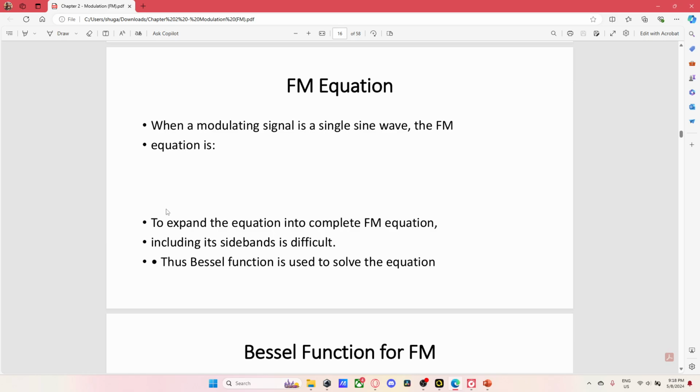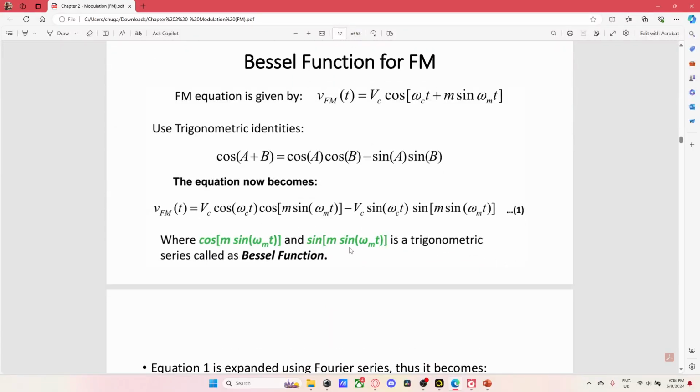Okay, to expand the equation into the complete FM equation, including its sidebands, is difficult compared to AM. We have the equation for AM including the FC and the upper sideband and the lower sideband. Thus, for FM, we are using the Bessel function to solve the equation.